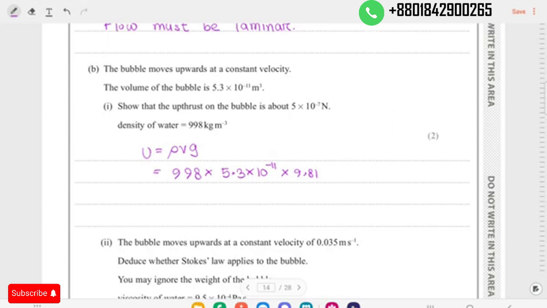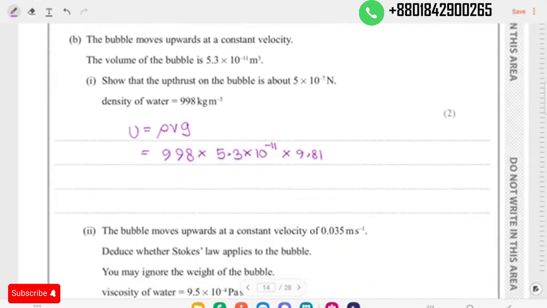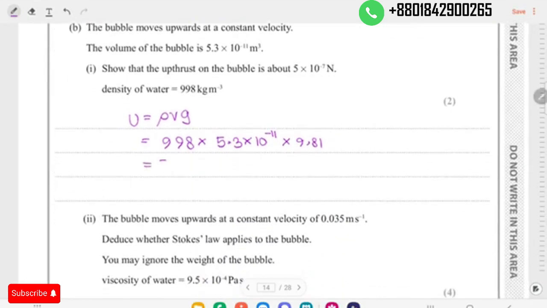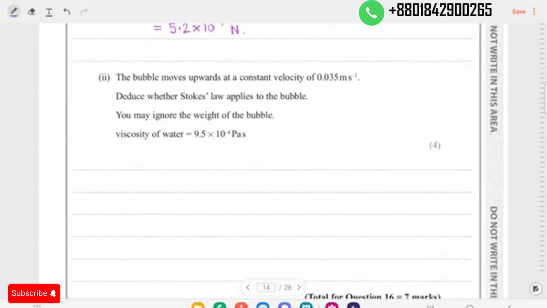If you calculate this, 998 times 5.3 times 10 to the power minus 11 times 9.81, the final answer you get is 5.188 times 10 to the power minus 7, which is almost 5.2 times 10 to the power minus 7, right? So you can write 5.2 times 10 to the power negative 7 newtons. So we prove that the statement is correct. The upthrust is about 5 times 10 to the power minus 7 newtons. Moving on to the next question.